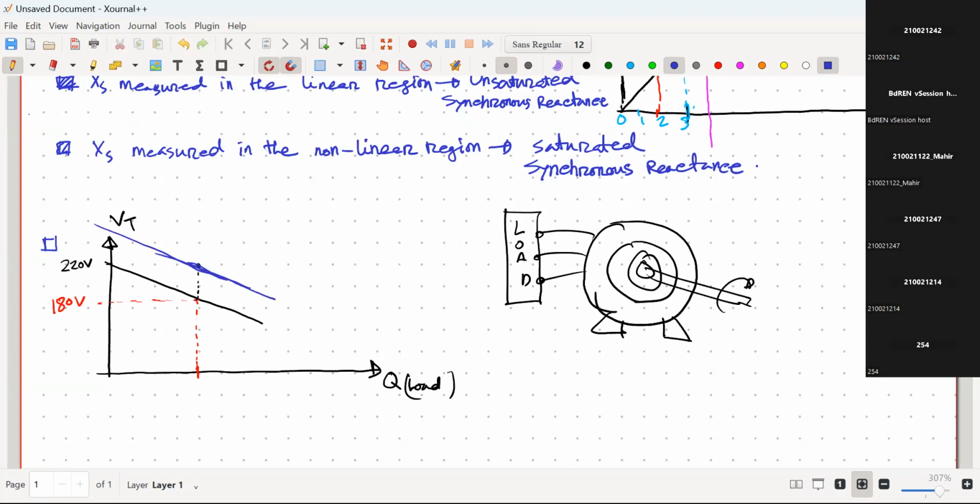220 voltage. But under that excitation, if I remove all the load, then terminal voltage will increase. It will go, for example, to 240 voltage. Again, in order to maintain 220 voltage, I need to decrease excitation. So whenever I'm connecting load, I need to increase excitation. Whenever I'm disconnecting load, I need to decrease excitation to maintain a constant 220 voltage. Clear? So this is what we need to maintain.